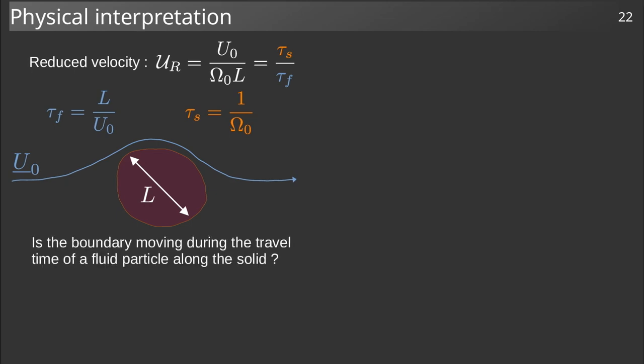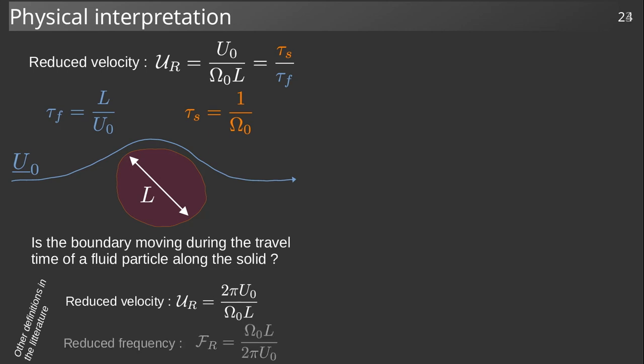Thus, the order of magnitude of ur tells us whether the fluid, during the time of its travel along the solid, sees a significant portion of the oscillation period of the solid or not. It should be noted that in the literature, it is often not the circular frequency omega, but simply the frequency f that is used to define the reduced velocity. There is therefore a factor of 2 pi between the two definitions. Sometimes it is the term reduced frequency that is used to define the inverse of ur.